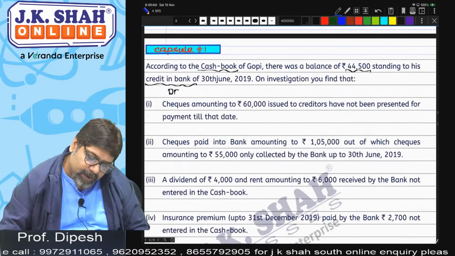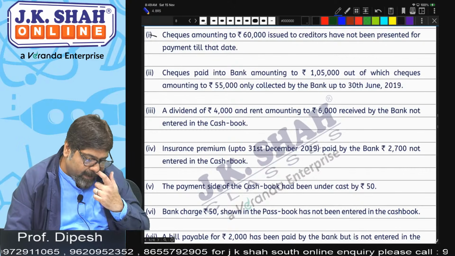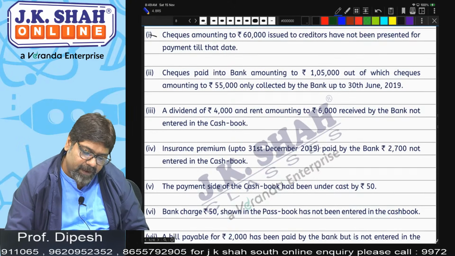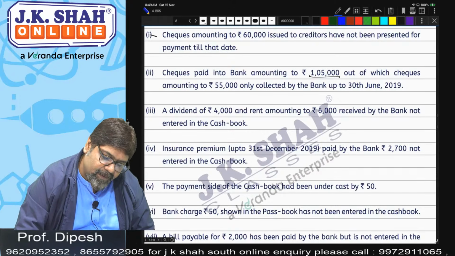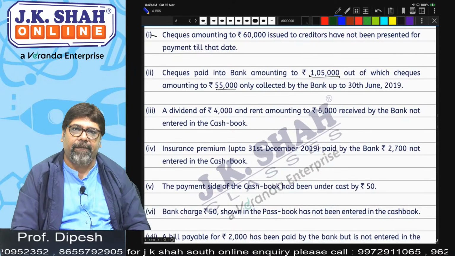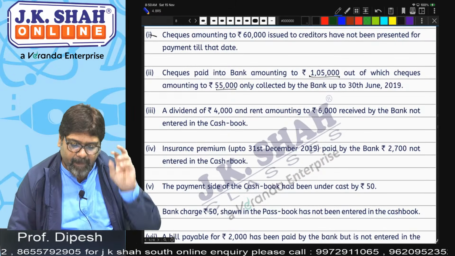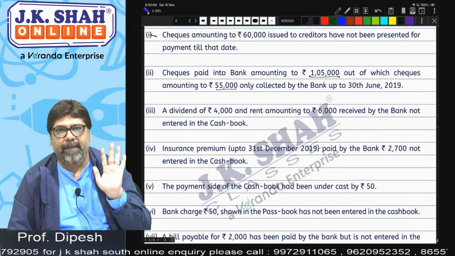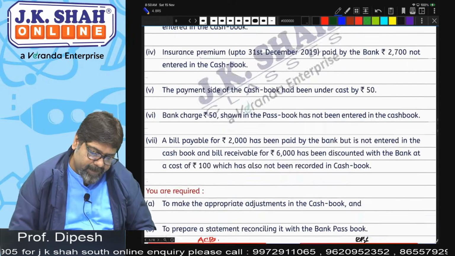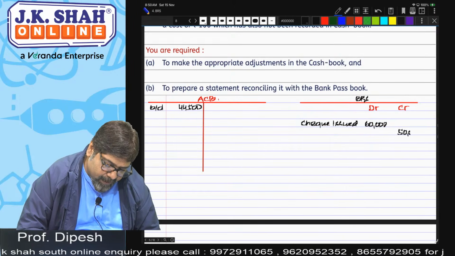Now, this is done. Checks paid into bank amounting to rupees 1,05,000, out of which checks of rupees 55,000 only were collected by the bank. So we deposited 105, but the bank collected only 55. The bank has not collected 50. In the cash book the full 105 is recorded, in the passbook only 55 is recorded. So passbook will record an extra 50,000.